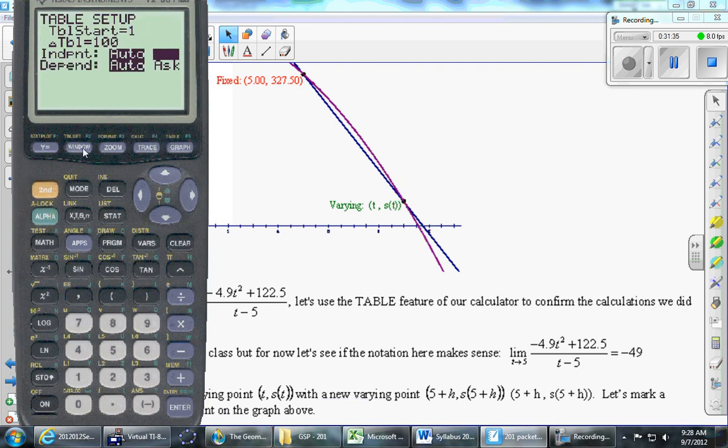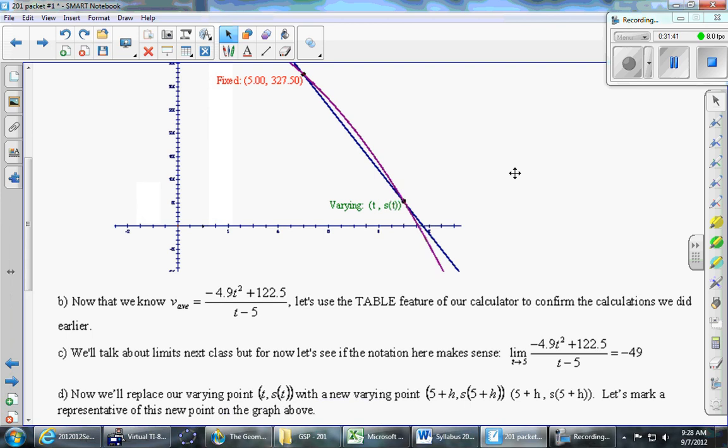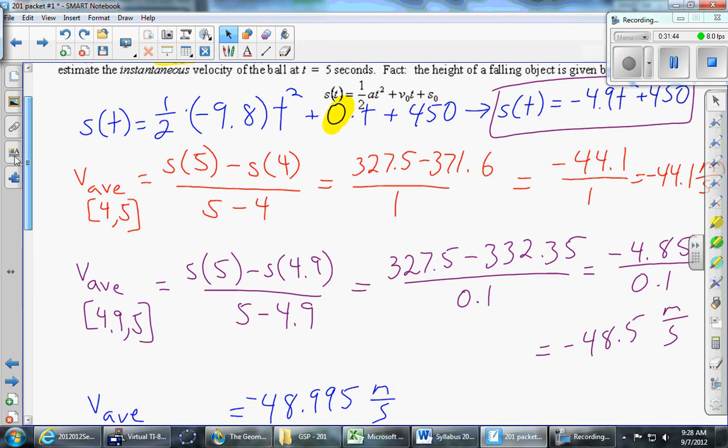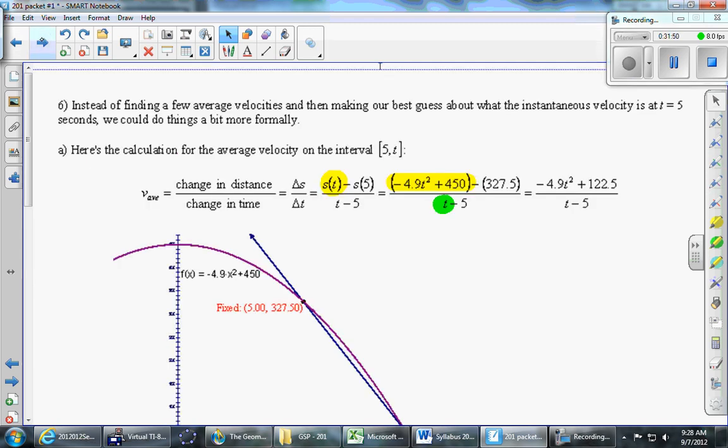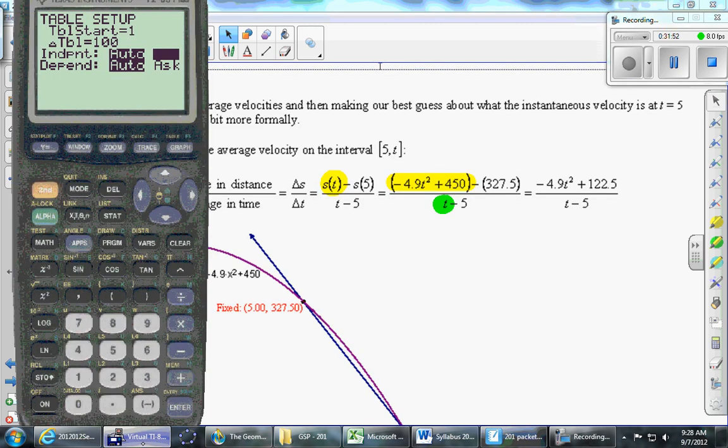And again, because we're going to plug in some very specific numbers for t, what was the first t that we plugged in? We plugged in t equals 4. Then we plugged in 4.9. Then we plugged in 4.99. I want specific numbers, so I want the calculator to ask me what I'm going to plug in. So don't worry about the numbers up above. They can be anything. I just need that to say ask on the independent line. Then I'm going to go into table, which is in the top right. So we go second, table.